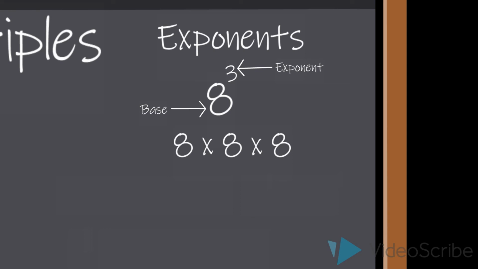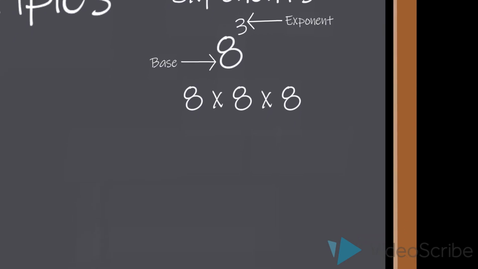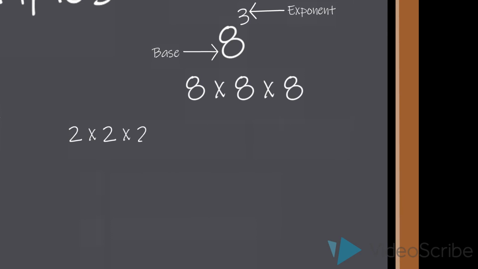We can use exponents to help simplify how we write product of prime factors. Instead of writing 2 times 2 times 2 times 3 times 5 times 5, we can write 2 to the power of 3 times 3 times 5 to the power of 2.